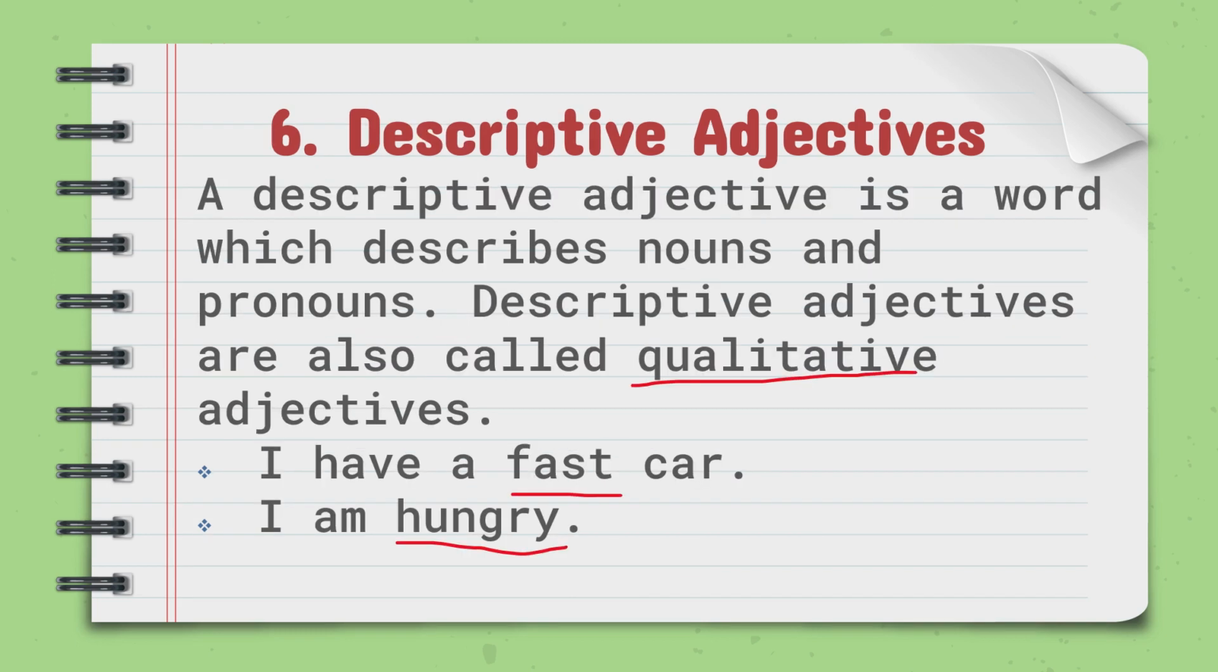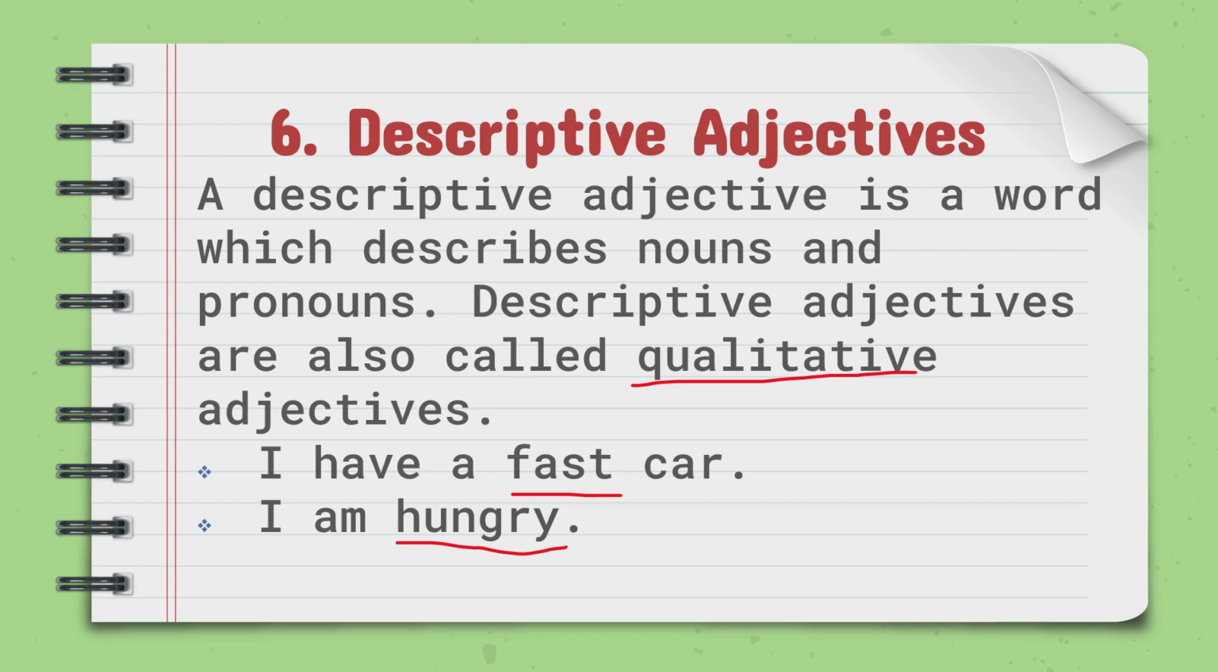And now we have descriptive adjectives. A descriptive adjective is a word which describes nouns and pronouns. Descriptive adjectives are also called qualitative adjectives. Why are they called qualitative adjectives or descriptive adjectives? It's because they describe nouns or pronouns. They describe the quality of nouns and pronouns.